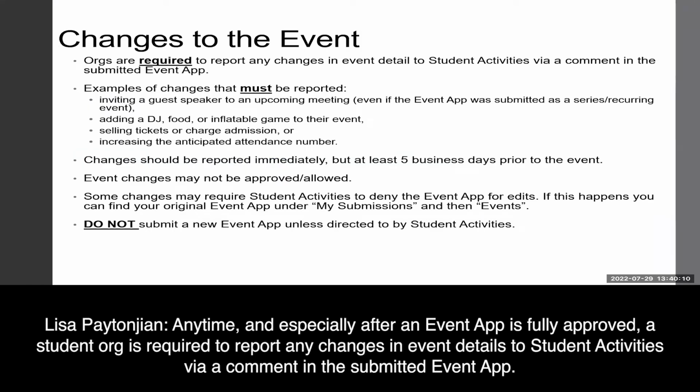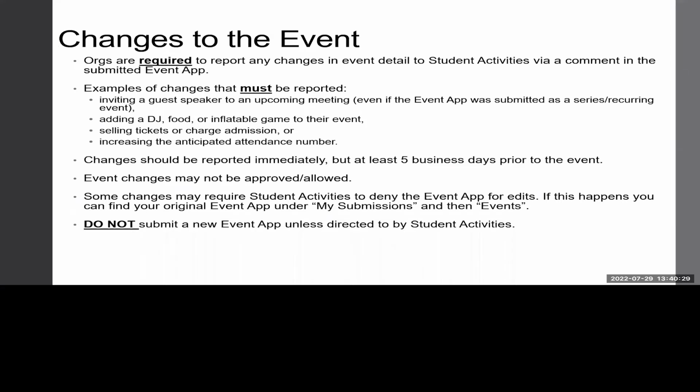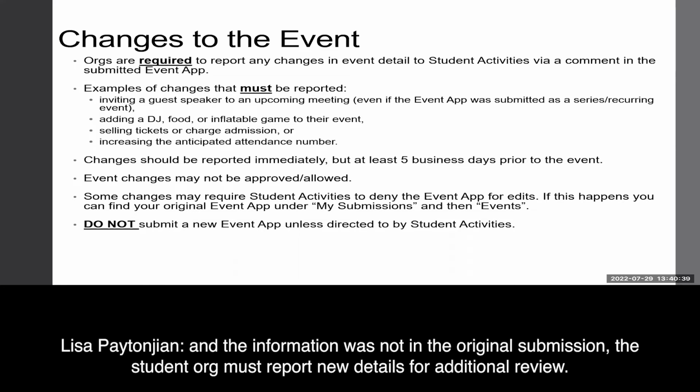Anytime, and especially after an event app is fully approved, a student org is required to report any changes in event details to Student Activities via a comment in the submitted event app. For example, if the student org decides to invite a guest speaker to an upcoming event, even if the event app was submitted as a series/reoccurring event, if you add a DJ, food, or inflatable game to the event, if you're selling tickets or charging admission, or if you increase the anticipated attendance number, and the information was not in the original submission, the student org must report new details for additional review.